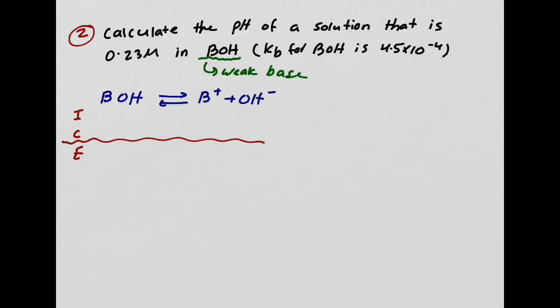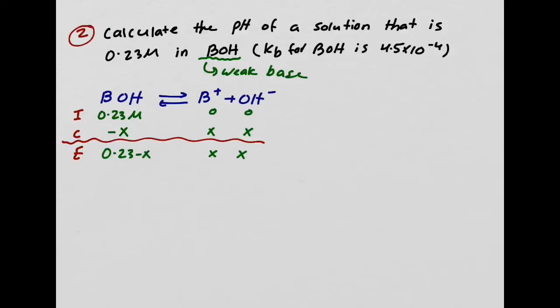What is the initial concentration? The initial concentration is 0.23 molar, and these are 0, 0. Over time, this has to go away, and some of the product has to form. So 0.23 minus x, x, and x. So far, so good? Okay.